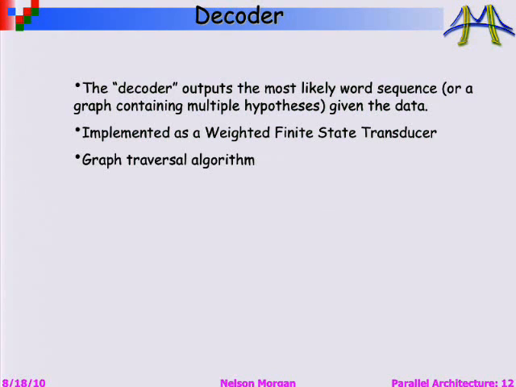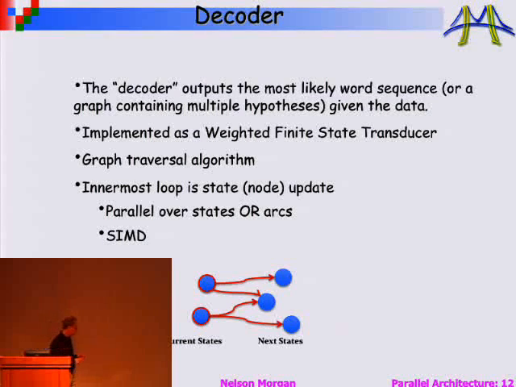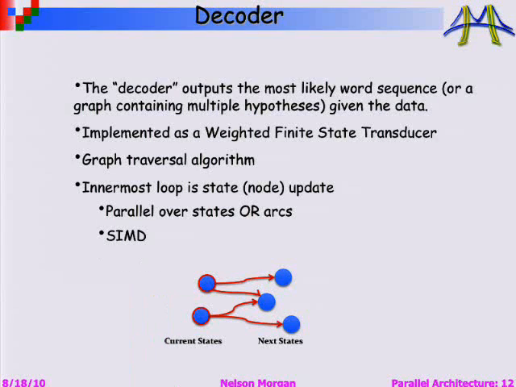It's basically a great big graph, and you have to traverse it. And that's the tricky part, because it's not just dense linear algebra. There is, however, dense linear algebra also. There's a set of states and arcs, and the innermost loop is updating these nodes, and it can be parallel over the states or the arcs, and it's typically formulated as a SIMD, and in fact this was implemented with CUDA on an NVIDIA card.